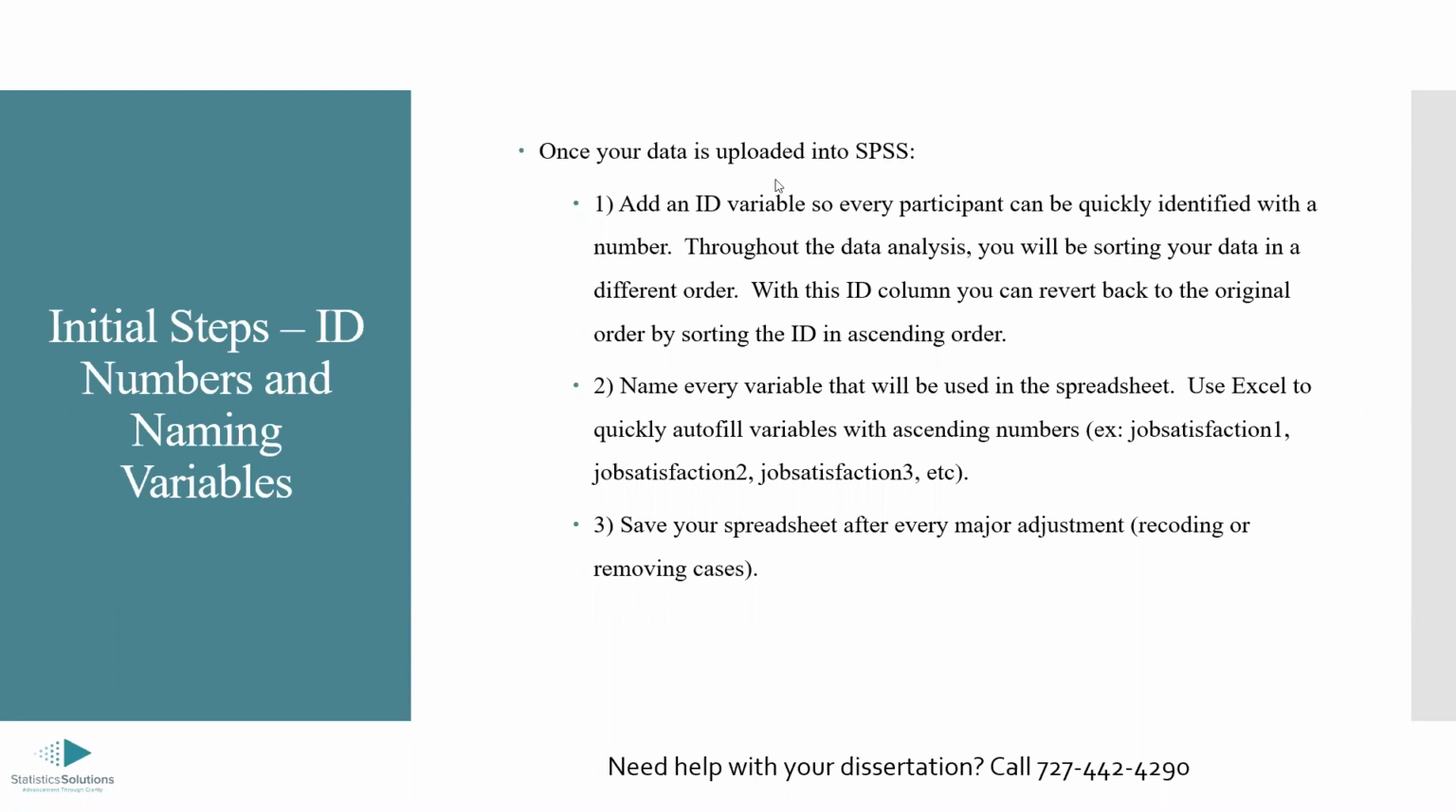Then you want to add an ID column. So every participant in your study has a numeric identifier. Typically, you want to de-identify your data so you don't have names, phone numbers, addresses, things like that. So just a random numeric identifier so you can keep track of everybody in your study. Then you want to name all the variables in your spreadsheet. So you want a short phrase to describe every variable.